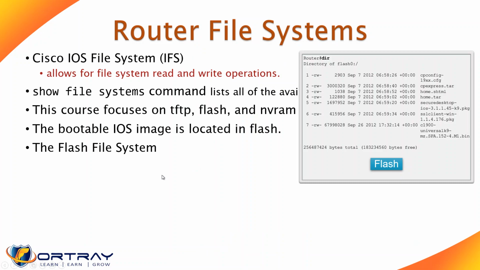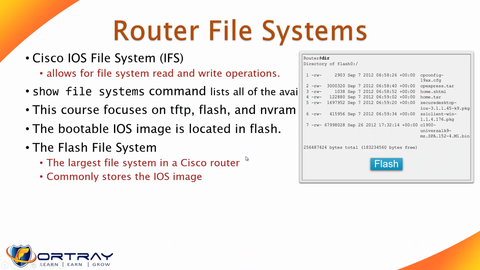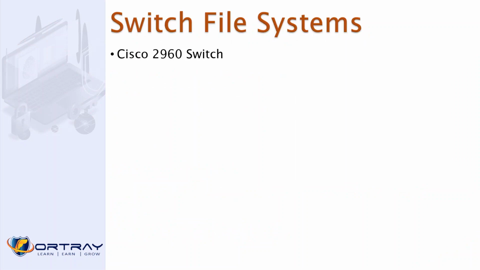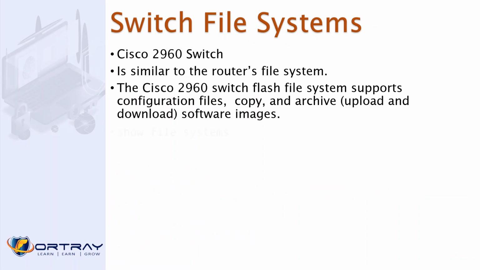Flash is the largest file system in the Cisco router, commonly storing the IOS image. The dir command lists the contents of the flash. If you want to see what is in the flash, you can type dir. The NVRAM file system is commonly used to store the configuration file. It is not common for IOS devices to have a large NVRAM. The configuration file is a plain text file, so you don't need a very big one. Normally you also have the same commands on a Cisco switch.